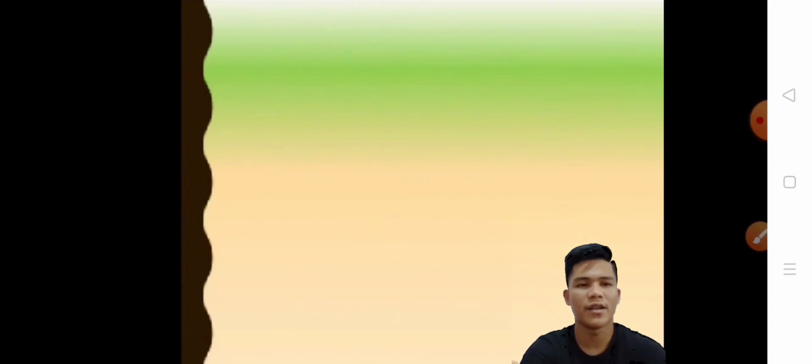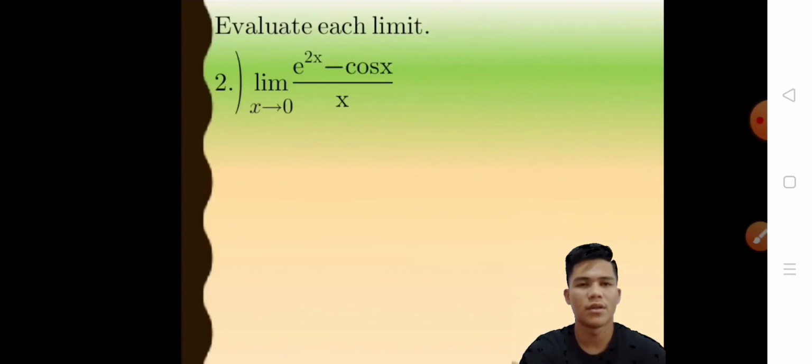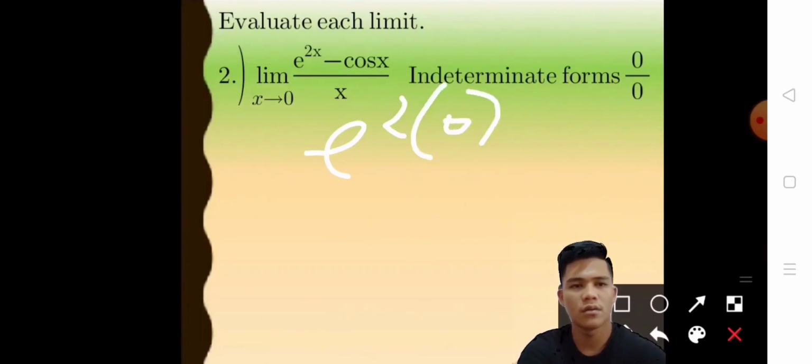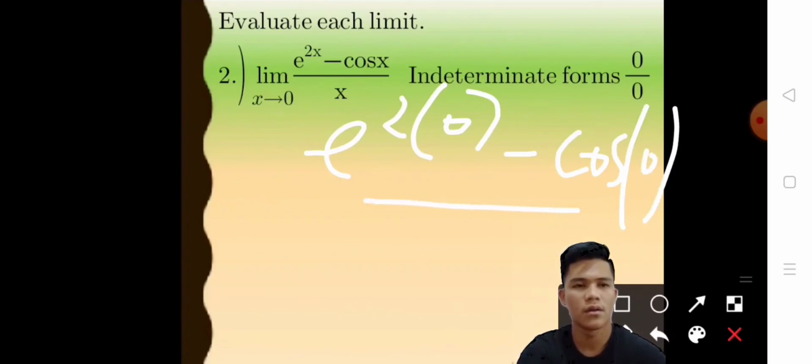How about if our given example is a trigonometric function? So let's try. Okay, we move on. In our example number 2, we have to evaluate each limit. So our number 2 is the limit as x approaches 0 of e to the power of 2x minus cosine of x over x. So we try to plug in the value of x. So we have 2 times 0 minus cosine 0 and also 0.